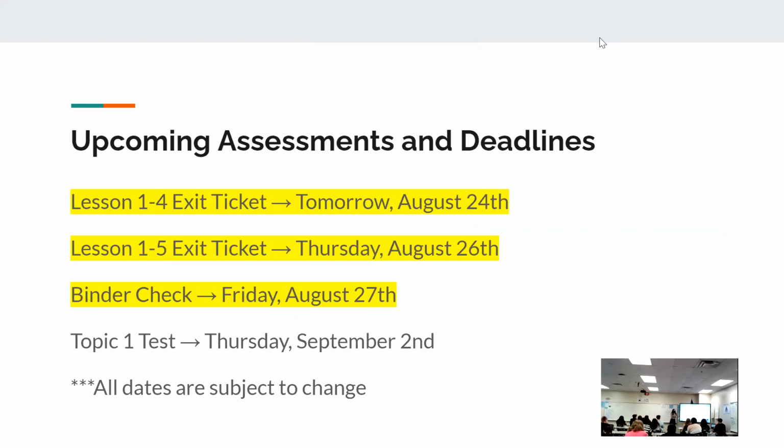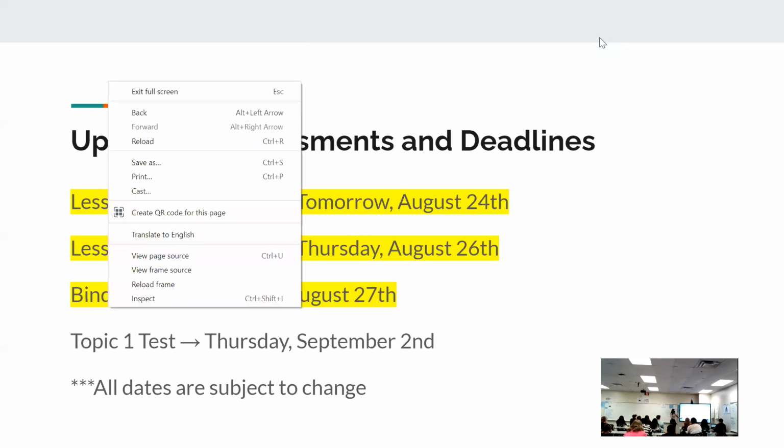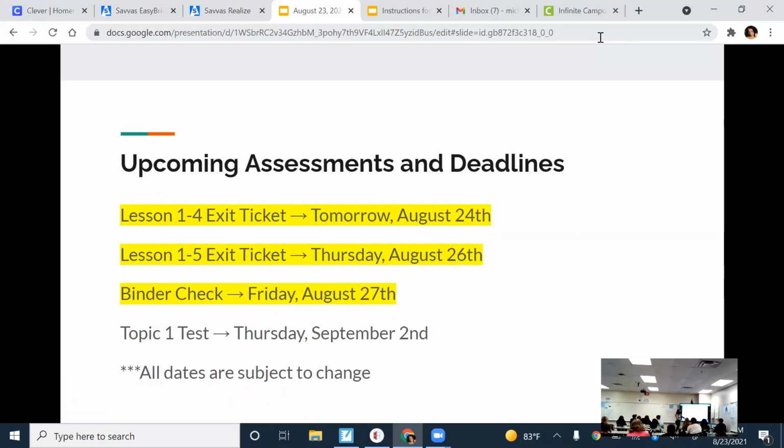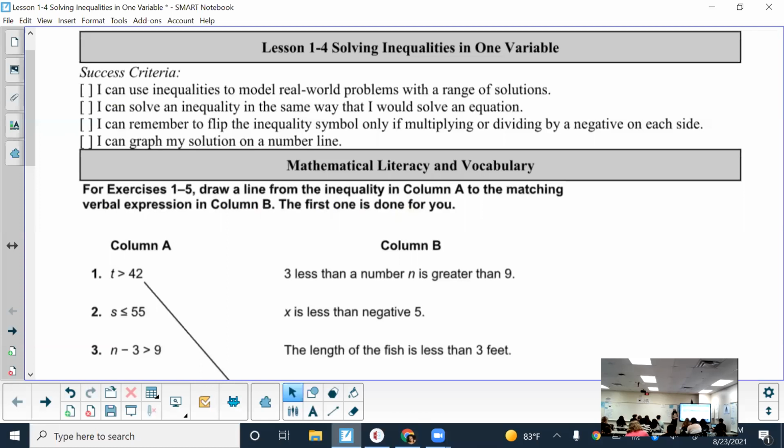Here's the schedule for the assessments this week. And we are still having a binder check on Friday. We were supposed to have the topic test, like your end of unit test on Friday, but that's going to be pushed to next week on Thursday. All right, so we need more time for that, but we'll still have a binder check. Usually that's a good grade, unless you completely aren't keeping your stuff. And then that should fluff it up a little bit. Questions there?